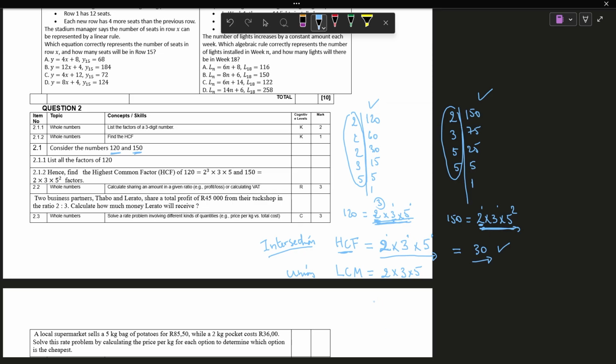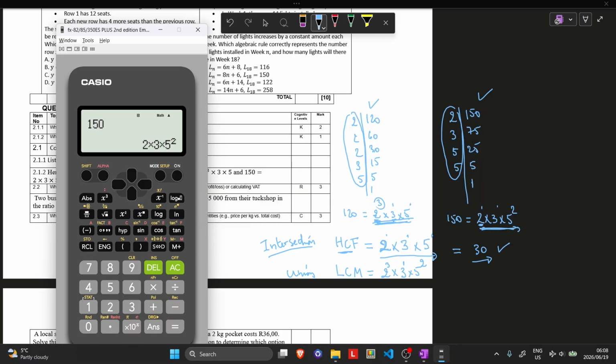And then now I write their highest exponent. Remember, it's the union. So I include everything. So that's why I write the highest exponent. What is the highest exponent of this factor of 2? Is 3, right? What is the highest exponent of 3? Here I've got 1. Here I've got 1. So it's 1. Highest exponent of 5. Here I've got 1. Here I've got 2. So it's 2.